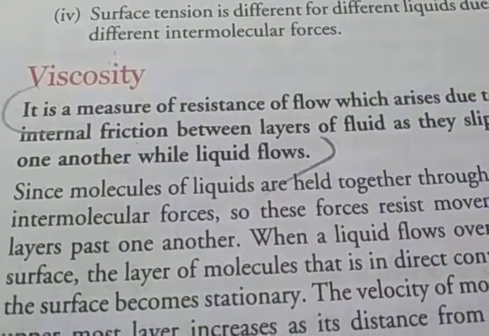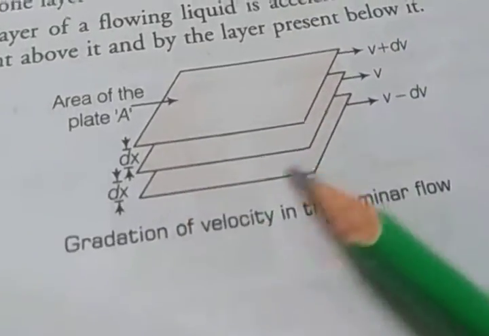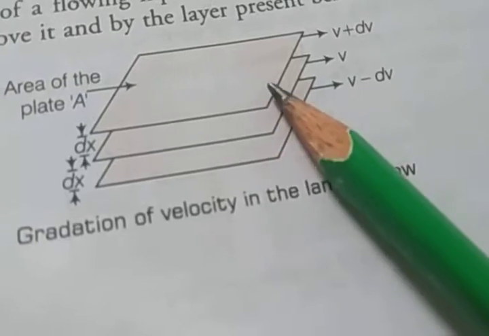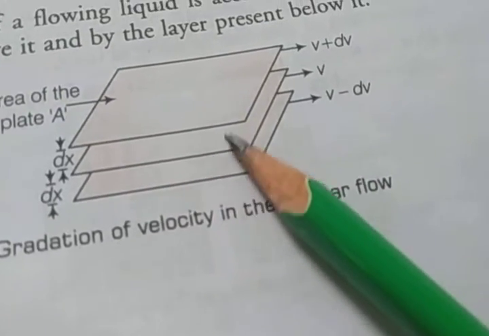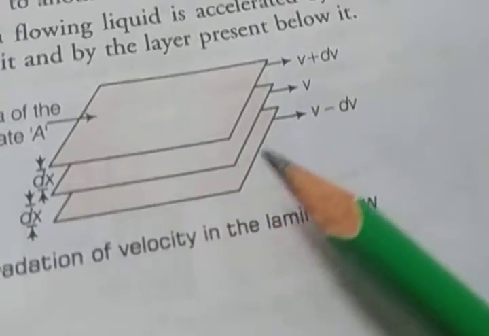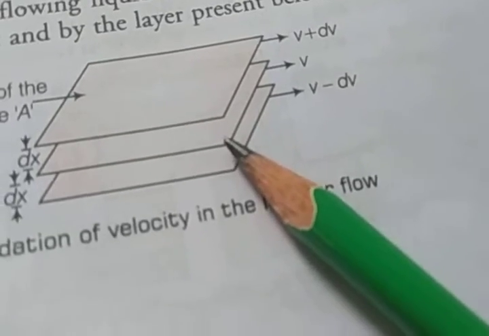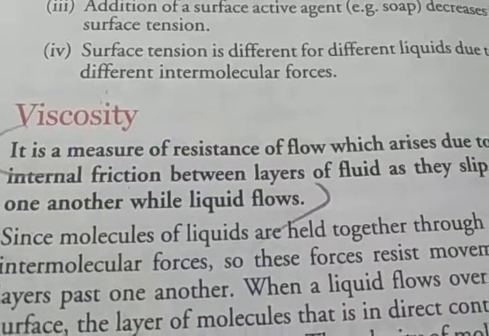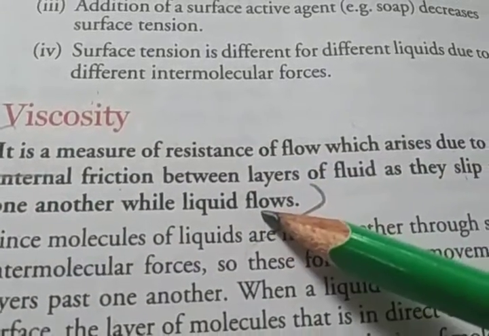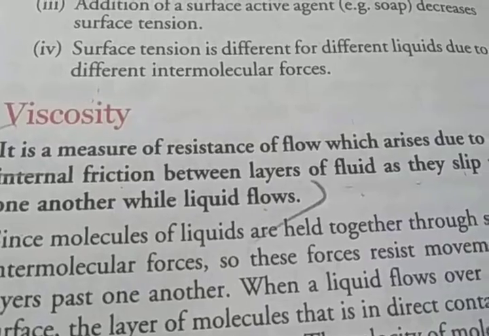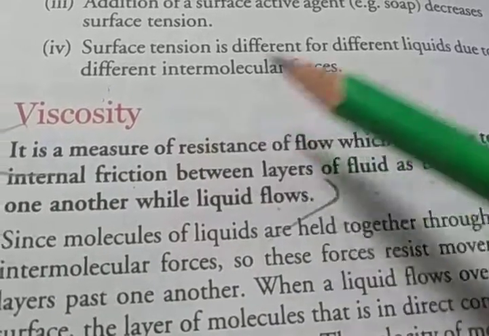Next term is viscosity. Here you see these are layers, plates A, B, C. It is a measure of the resistance to flow which arises from the internal friction between the layers of the fluid as they slip past one another while the liquid flows. What is viscosity? It is the measure of the resistance of the flow which arises from the internal friction between the layers of the fluid as they slip past one another while liquid flows. Clear?